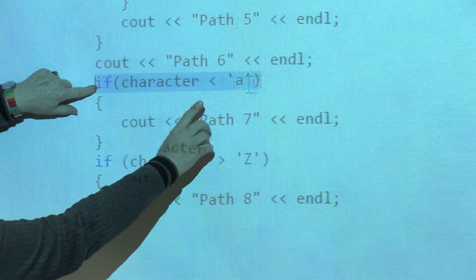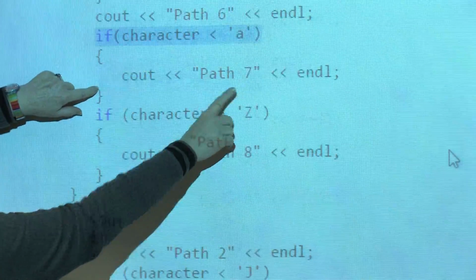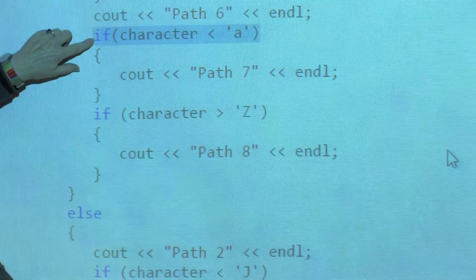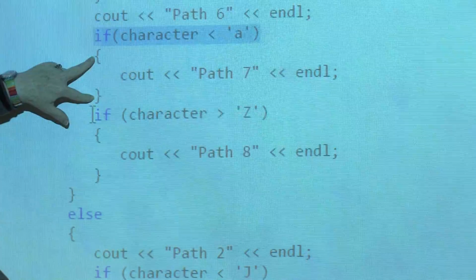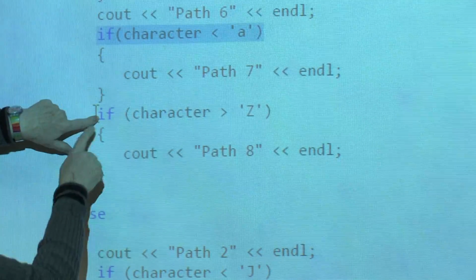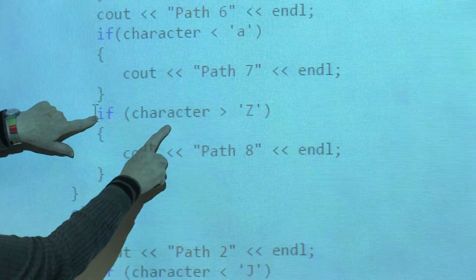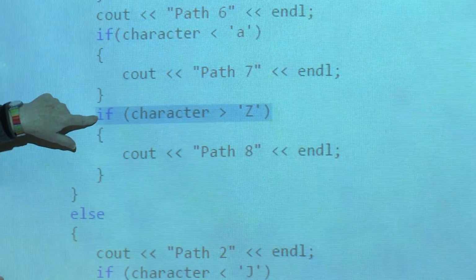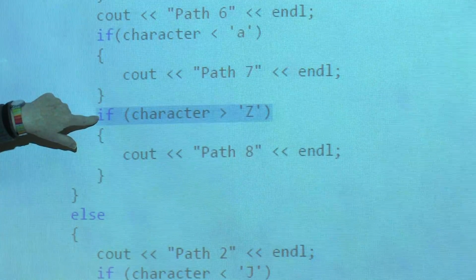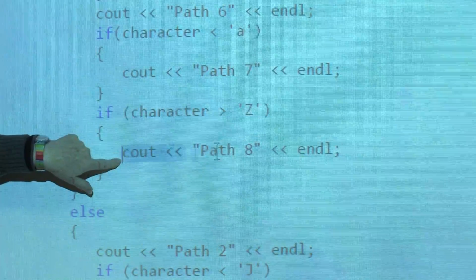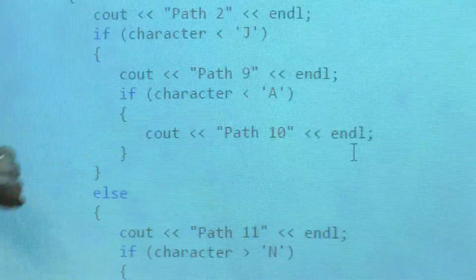Now we're going to ask this question. Is 113 less than, give me a value. Is it? No, so it's going to skip this if. Notice, this if is not an else, so it's going to go to this if, and now it's going to check, is 113 greater than what number? 90. Is 113 greater than 90? Yes. So it's going to output path 8.